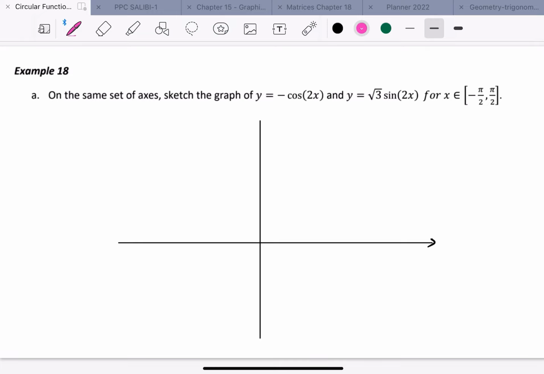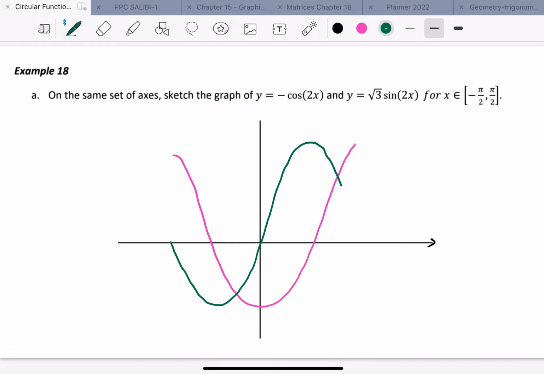So we had one graph that looked like this, and then the other graph looked like this. And we know that our domain, that's pi on 2, that's negative pi on 2, and because this is midway, that would be pi on 4, negative pi on 4, that would be positive, and that would be 0.